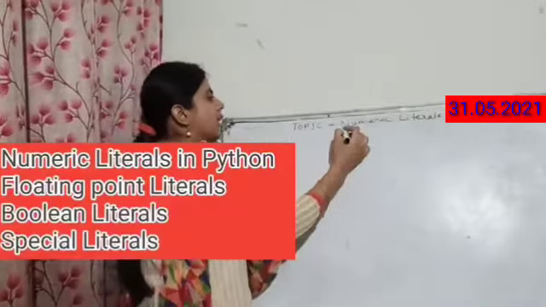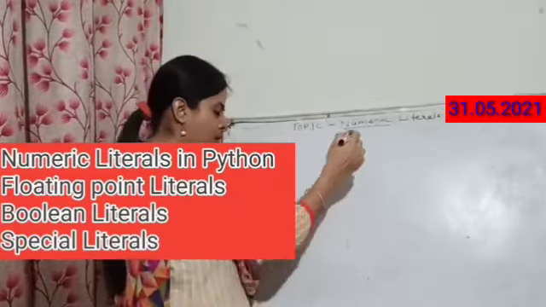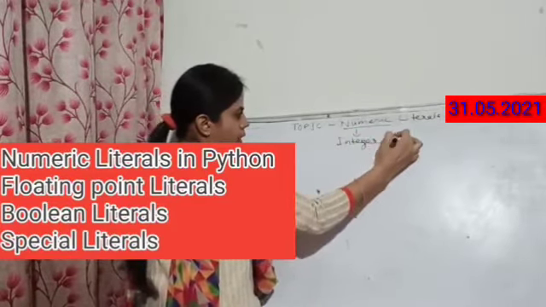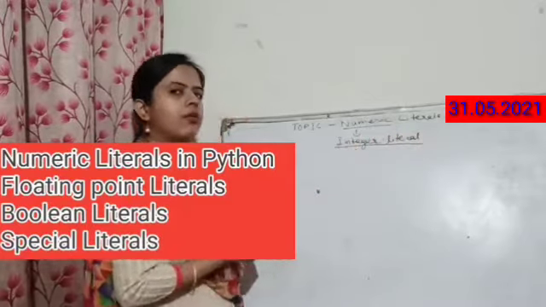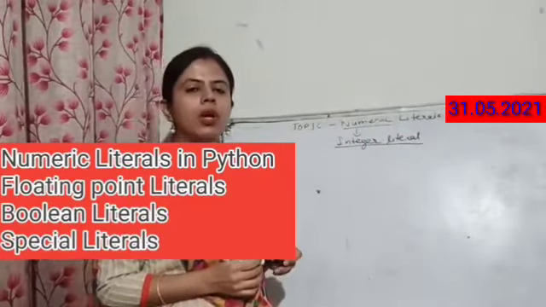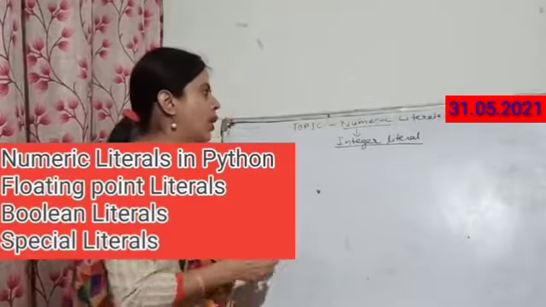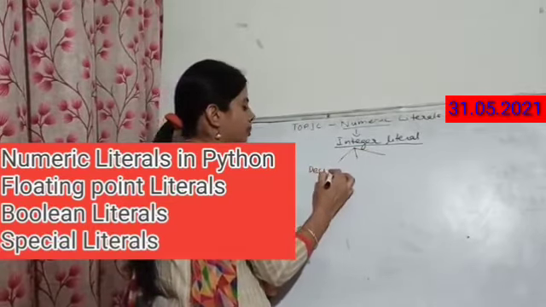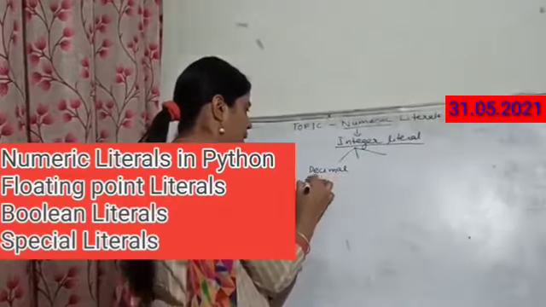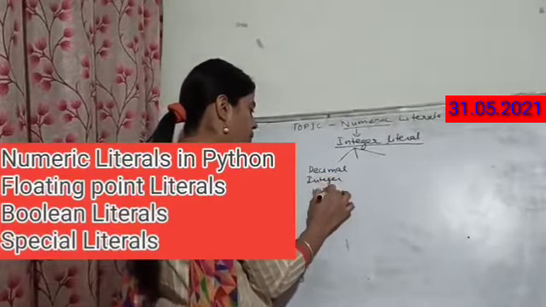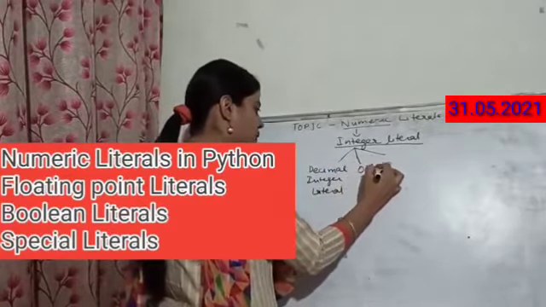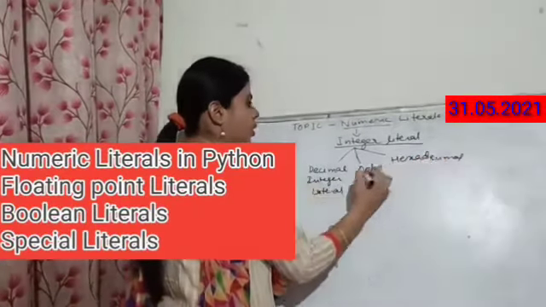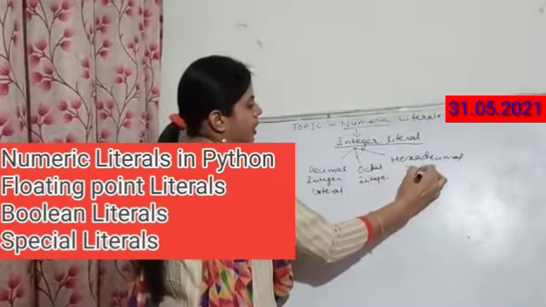So numerical literals, as the name suggests. Under numerical literals, the first literal that comes is the integer literal. An integer literal does not contain any fractional part. It only contains the whole number. Now it is further divided into three parts. The first one is decimal integer literal, then octal, and then hexadecimal. Octal integer literal and hexadecimal integer literal.